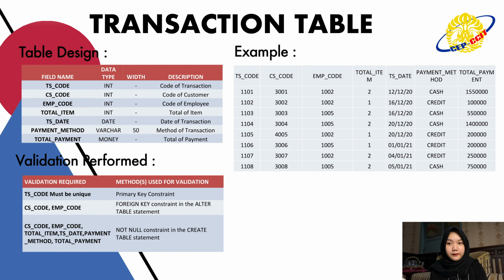In validation perform, we have a TS code as a primary key constraint, a CS code and EMP code as a foreign key constraint in the alter table statement. We have a CS code, EMP code, total item, TS date, payment method, and total payment as a not null constraint in the create table statement. And about the example in transaction table, you can see in table provided.